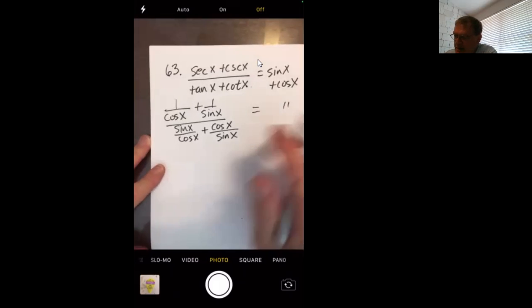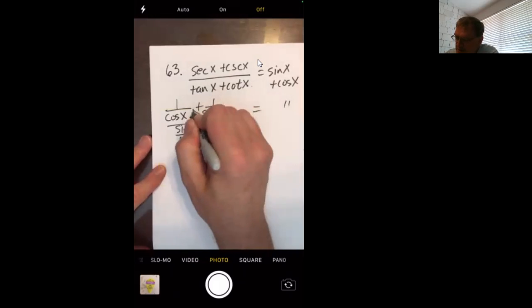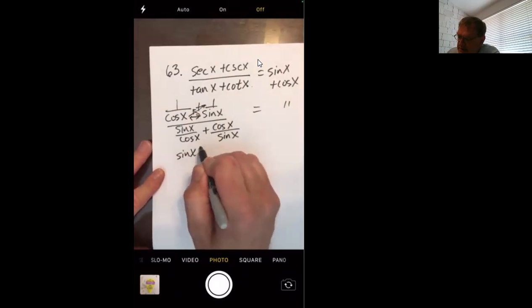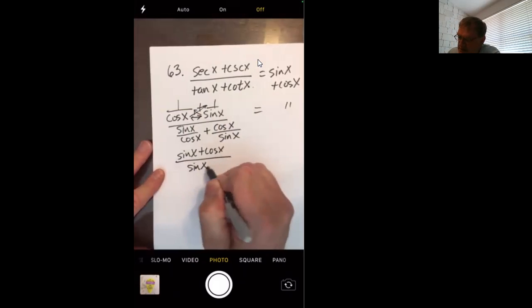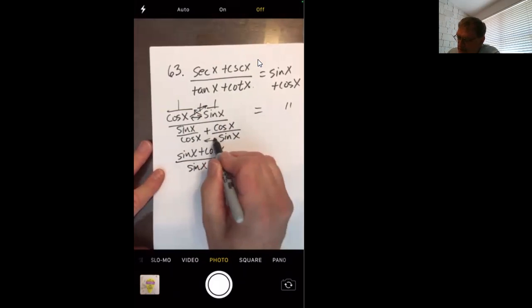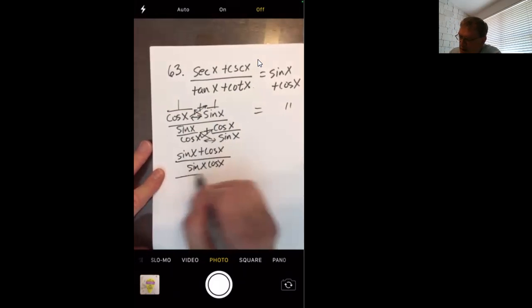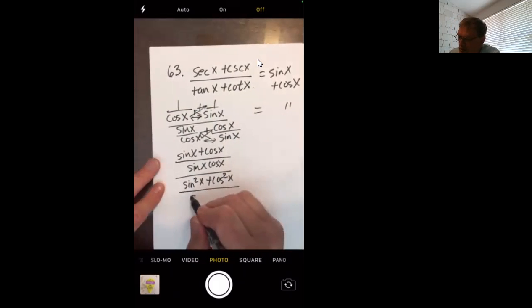All right, common denominator. Again, you put these together. This up there, that up there. So that's a sine plus a cosine. I'll write it sine times cosine. Bottom, same thing. If you put them together, then you have that up there, that up there. That makes a sine squared, cosine squared over, all right, sine x, cosine x.